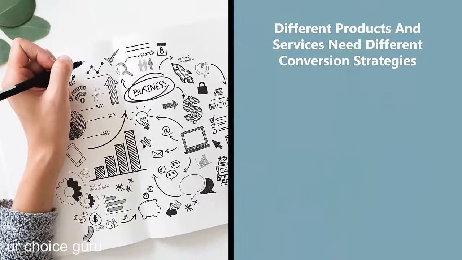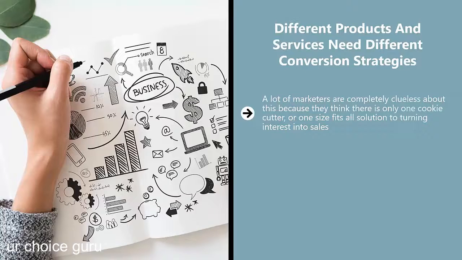Believe me, if that's your strategy, you're probably going to be settling for cents on the dollar, assuming you make any money at all. The better approach would be to study what kind of conversion strategy works best, considering whatever it is you're trying to sell. Different products and services need different conversion strategies. A lot of marketers are completely clueless about this because they think there is only one cookie-cutter, one-size-fits-all solution to turning interest into sales.